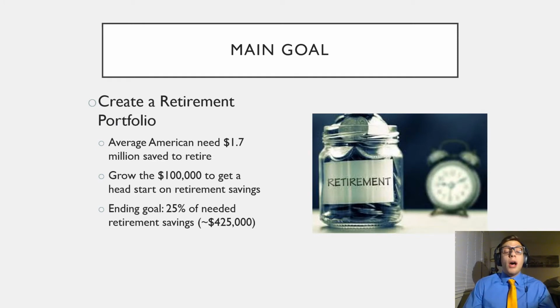Elaborating on my main goal, I am looking to create a retirement portfolio for myself. According to Fidelity, the average American needs $1.7 million saved in order to retire. So my goal is to grow that $100,000 in order to get a head start on retirement savings. In the end, I hope to raise about 25% of my retirement savings need, which is about $425,000. So I look to increase my portfolio over 400%.